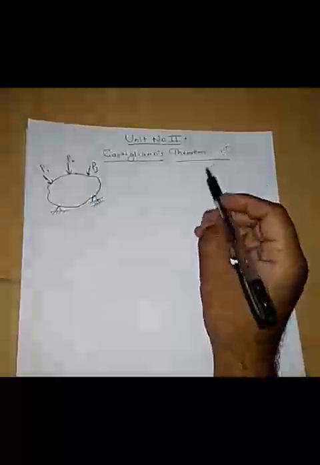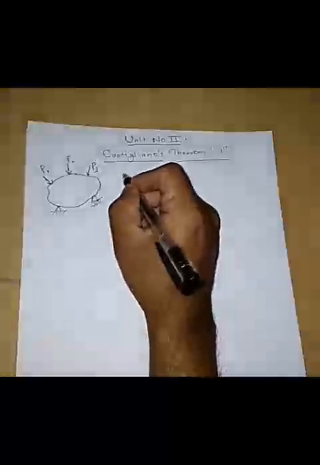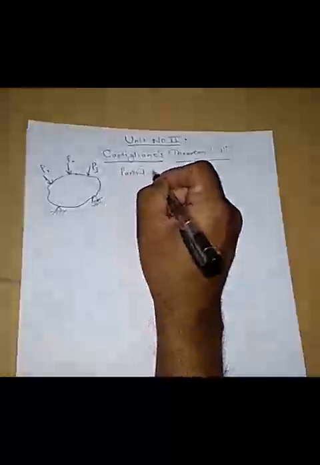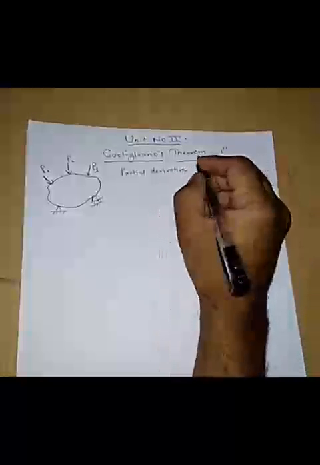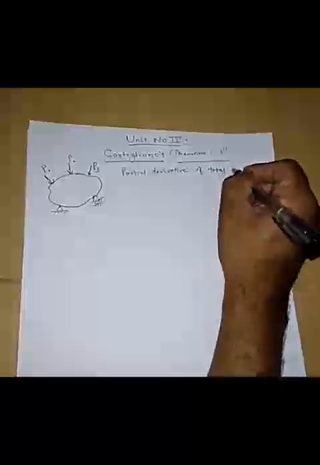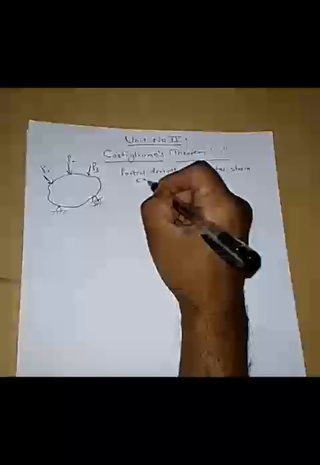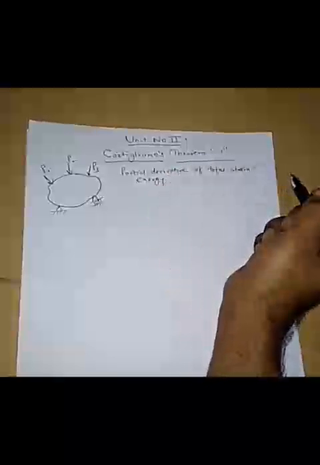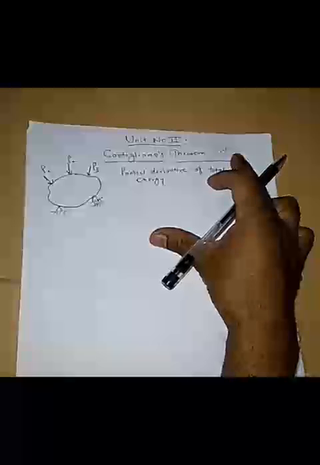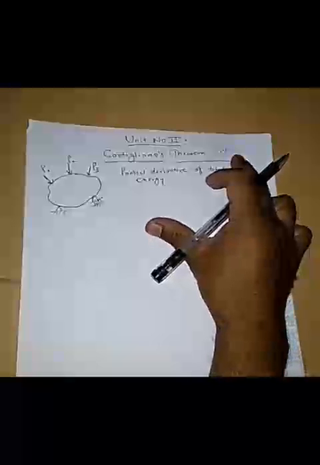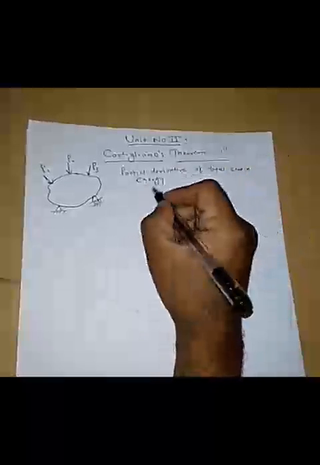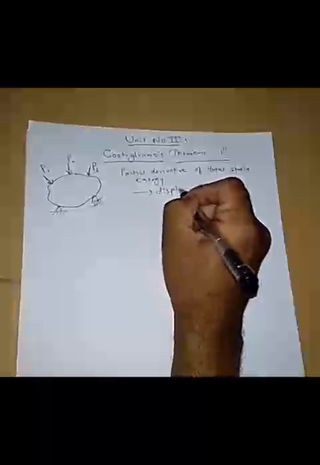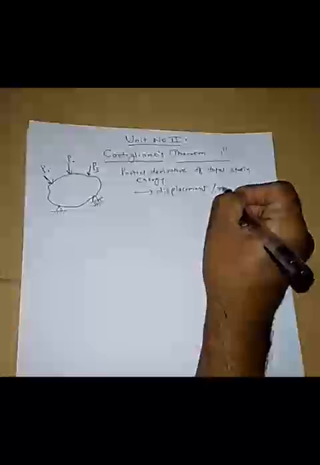So this Castigliano's theorem first. What does this indicate? If we just take the partial derivative of the total strain energy in any structure with respect to the applied force, whatever the forces are going to be applied, or the moment, that will give you the displacement or rotation.